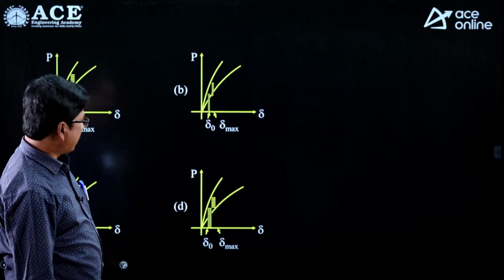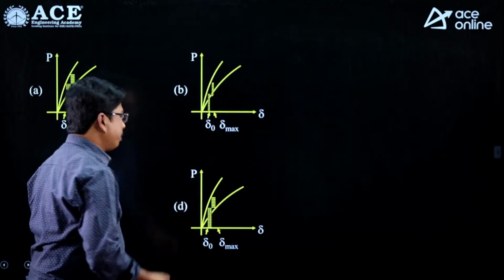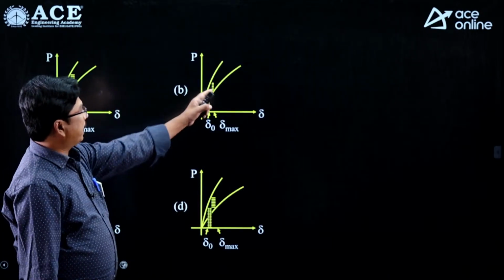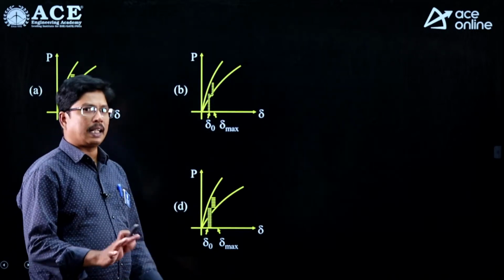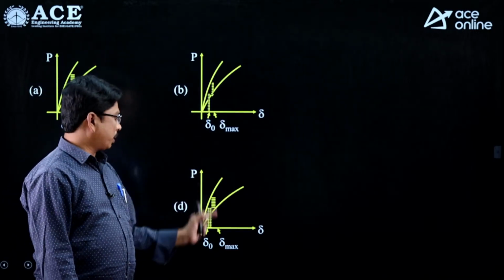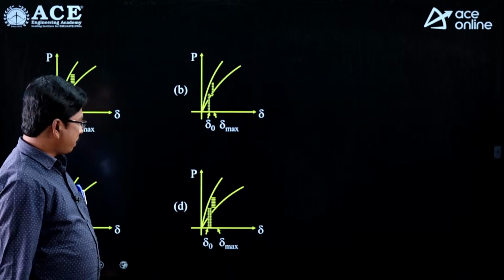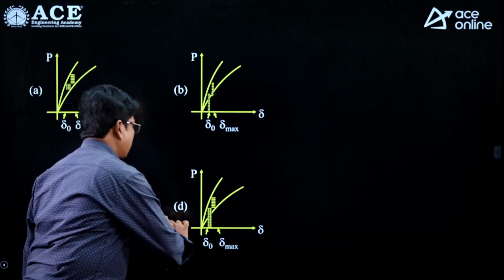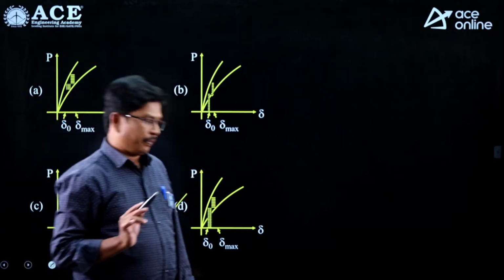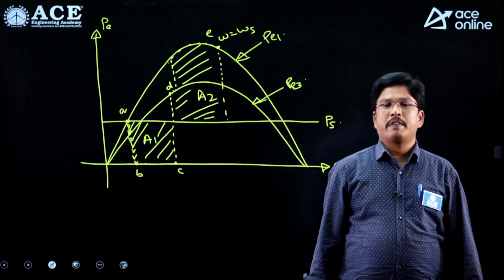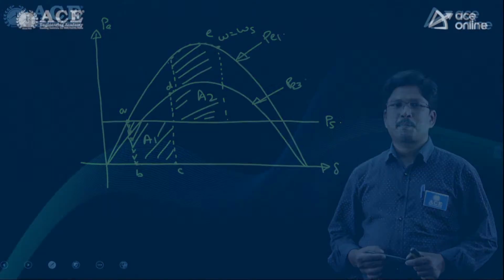So you can see the options here. This is area A1 and this will be area A2. This is also looking like that only. So we don't have that much clarity about this question, right? From the options given by the students, this is the approximate option we can give for this one. Right, students? So these are the questions we have from the power system point of view.